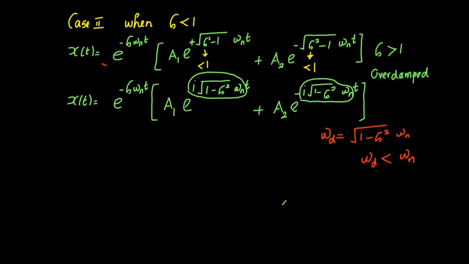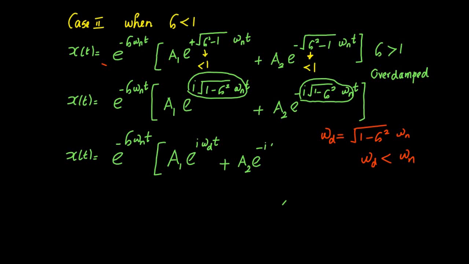In the next step, I can rewrite this expression as x of t is equal to e raised to the power minus eta omega n t, into a1 into e raised to the power, this is of the form i into omega d into t, because square root of 1 minus eta square times omega n is omega d, plus a2 into e raised to the power minus i into omega d into t.